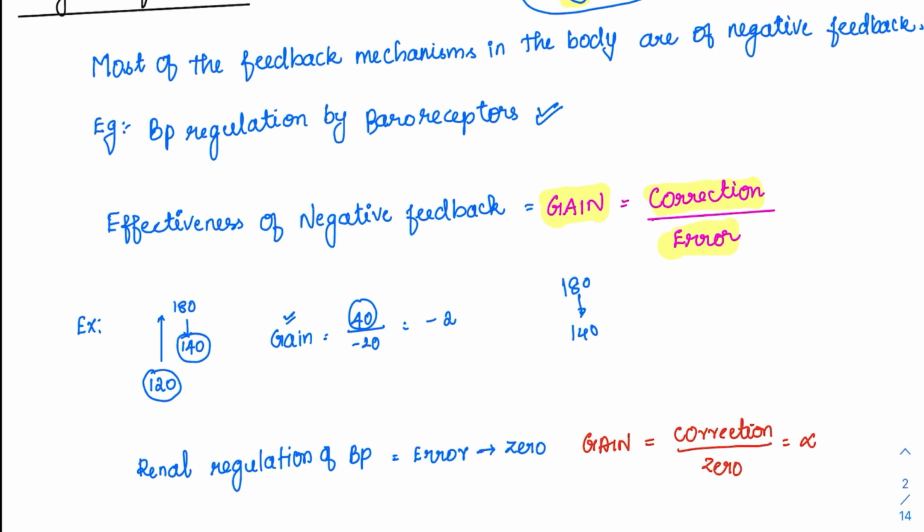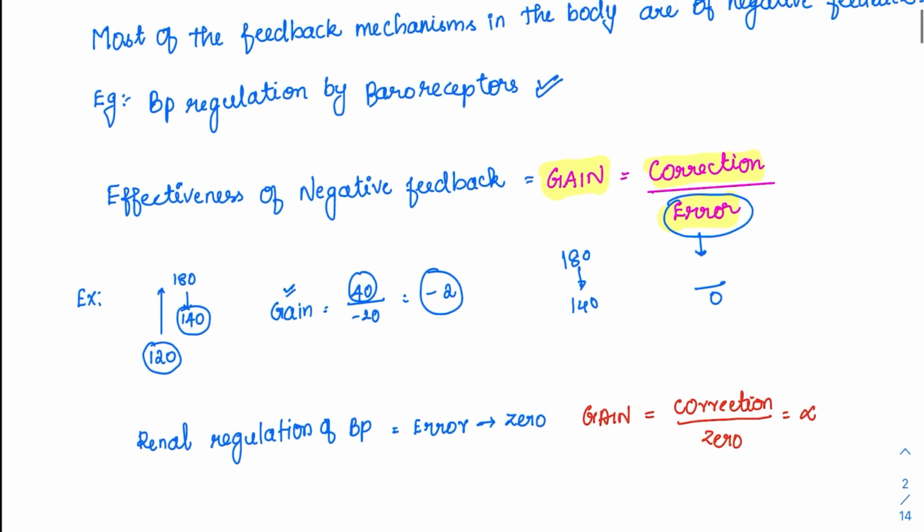And what is the limiting factor? Like how much is left over? That is the error. Minus 20 is the error. So the gain will become negative 2, minus 2. If a system has zero error, what will happen? The denominator will become 0 and the gain will be infinity. Is there any system like that? It is like a perfect system for the body.